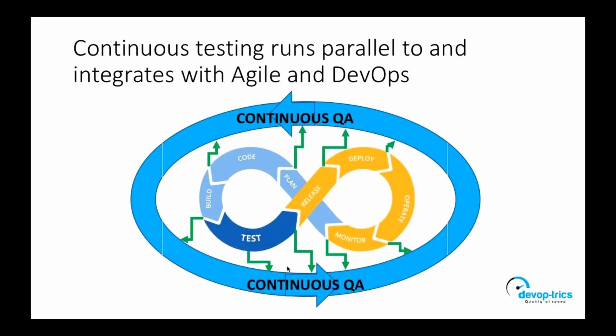If you look at this graphic again, continuous testing runs parallel to and integrates with Agile and DevOps. It all starts with planning, coding, building, testing, and releasing the software, and it goes through some more tests, and then it gets to deployment. At deployment time, it gets tested, and as it is operating, it is monitored again, and feedback keeps coming, and it will keep on happening. Continuous QA runs parallel, and it integrates with Agile and DevOps.